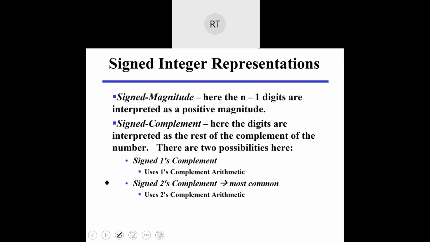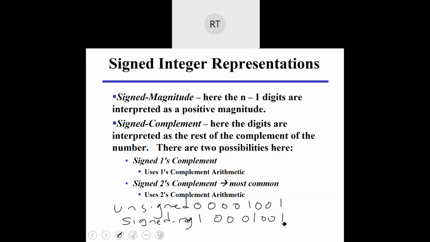I will write the number 9 in signed magnitude. I'll start first with the number 9 unsigned. So it's going to be 0, 0, 0, 0, 1, 0, 0, 1. This is unsigned. How about signed magnitude? It's going to be 1 for the sign, and the rest will be the same. So this is signed magnitude.